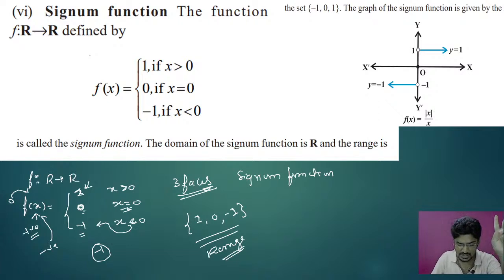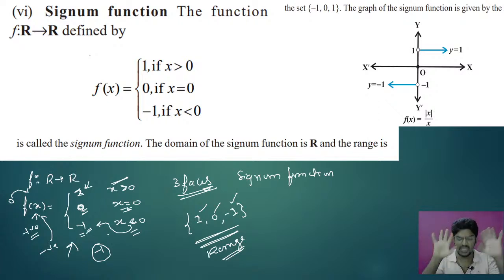This is going to be the range, only three elements: positive 1, 0, negative 1. And this is the definition of the signum function. f of x is equal to 1 whenever x is greater than 0, equal to 0 it will be 0, less than 0 it will be minus 1. That means when you show a positive thing, it reacts as 1. When you give 0, it reacts as 0. When you give a negative input, it reacts as minus 1. So that you can see here.